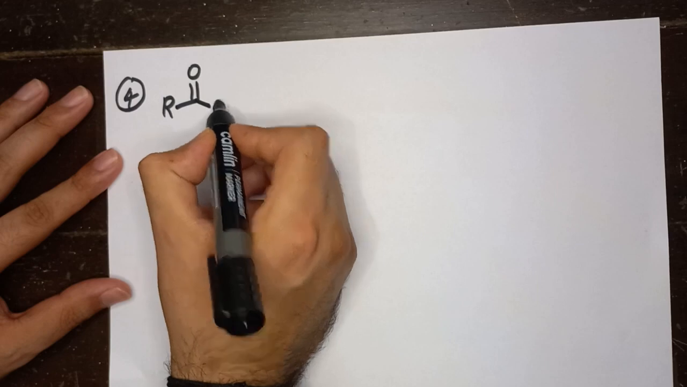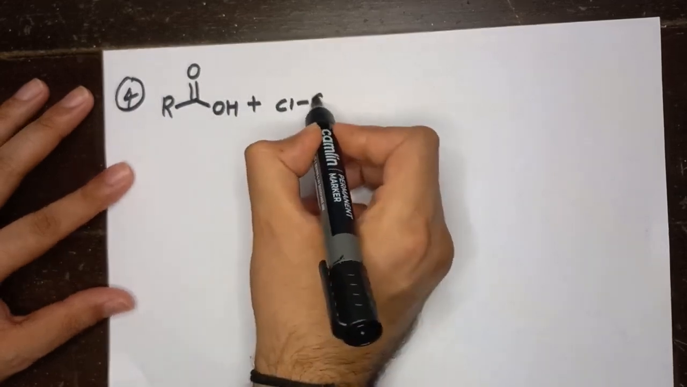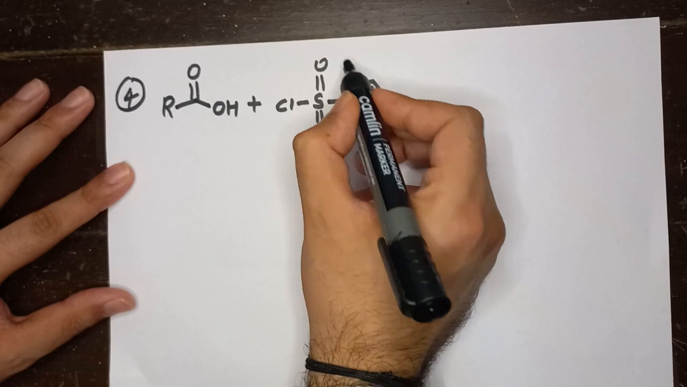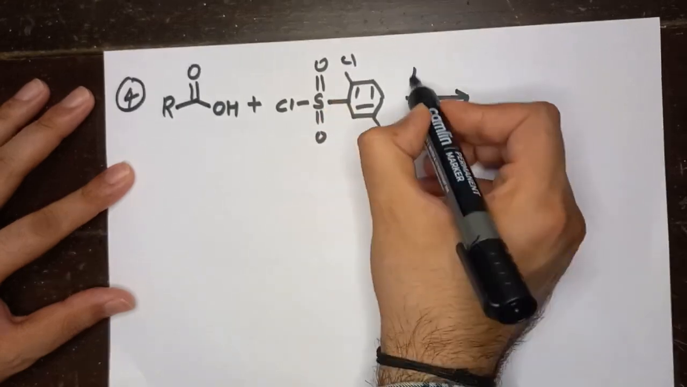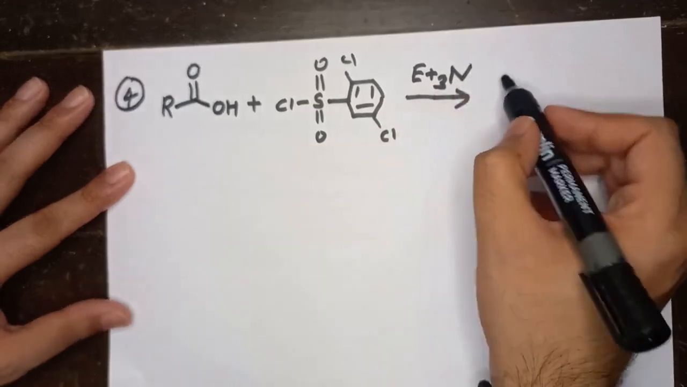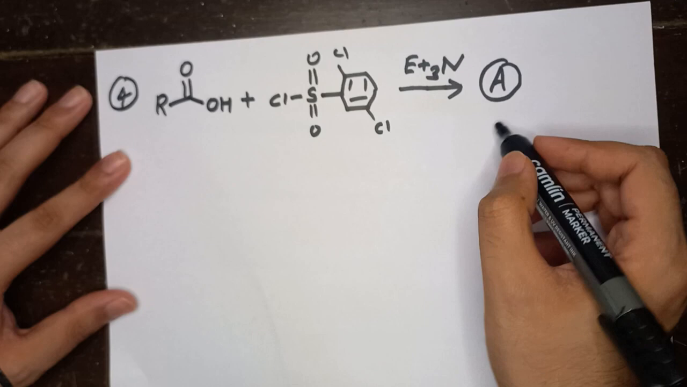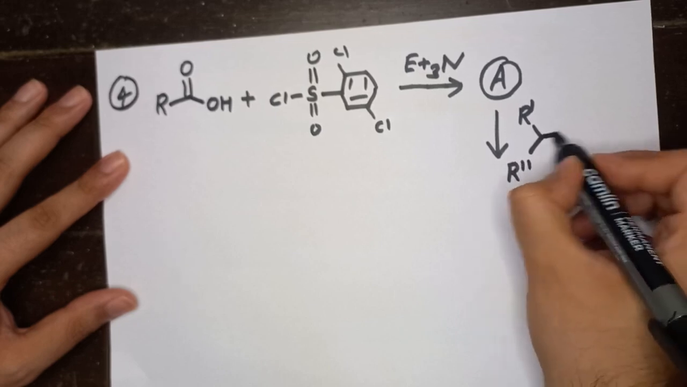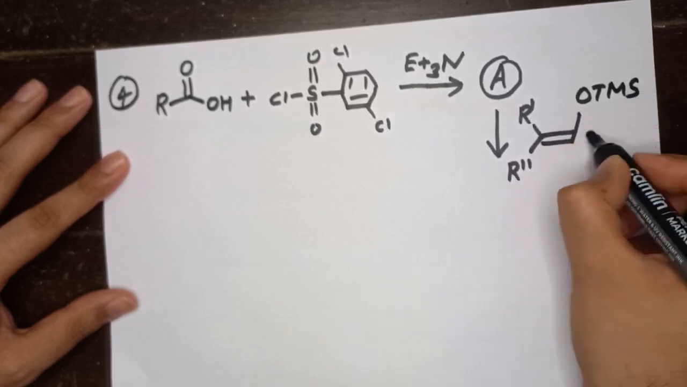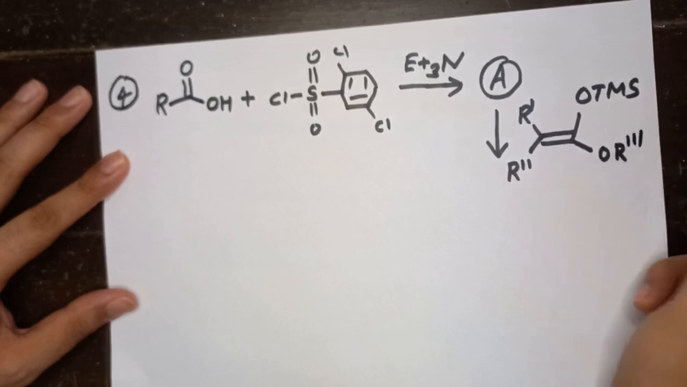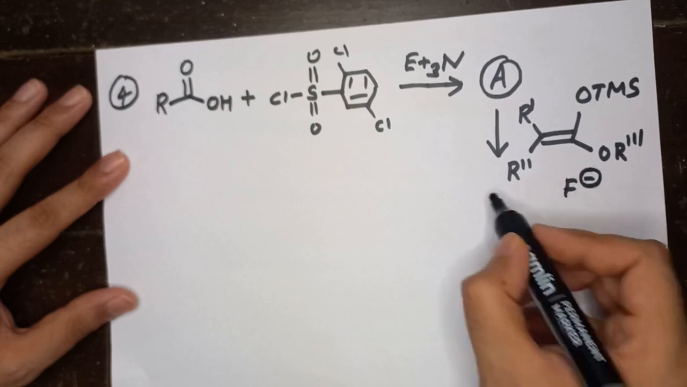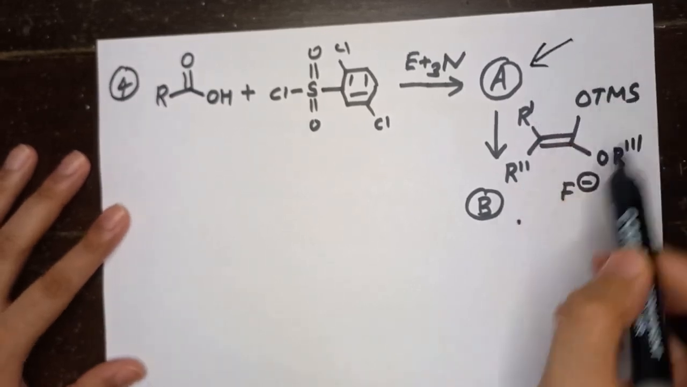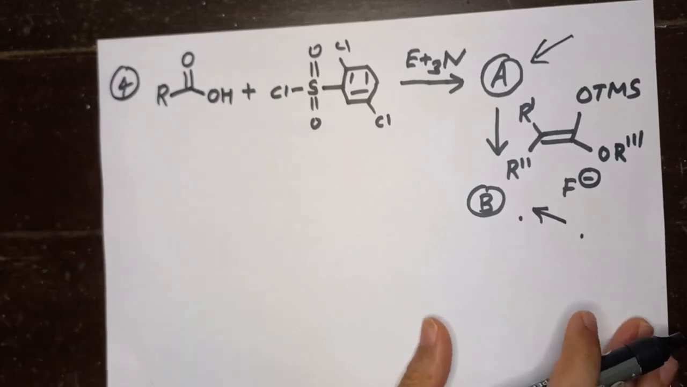We have one acid molecule. So this is the first step where we are generating A, and then this A reacts with this molecule in presence of F minus to generate B. So pause the video and try this reaction by yourself and find out what is the structure of A and B. So now let's solve this reaction.